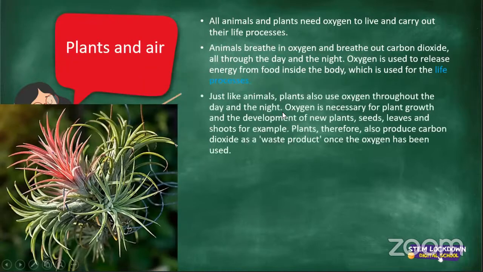Just like animals, plants also use oxygen throughout the day and the night. Oxygen is necessary for plant growth and the development of new plant seeds, leaves, and shoots, for example. Shoots are very, very small, very similar to shrubs. All right. Plants therefore also produce carbon dioxide as a waste product once the oxygen has been used.